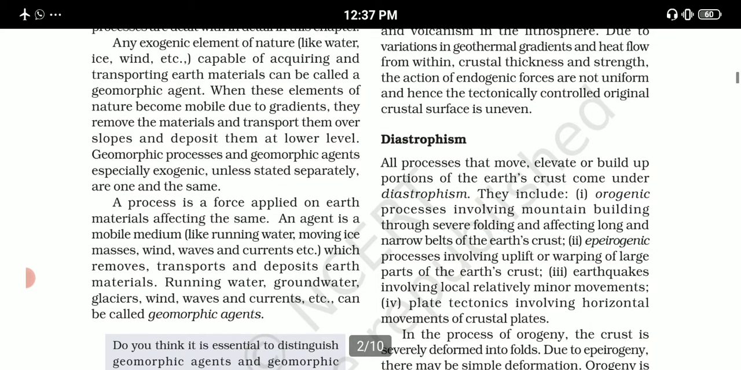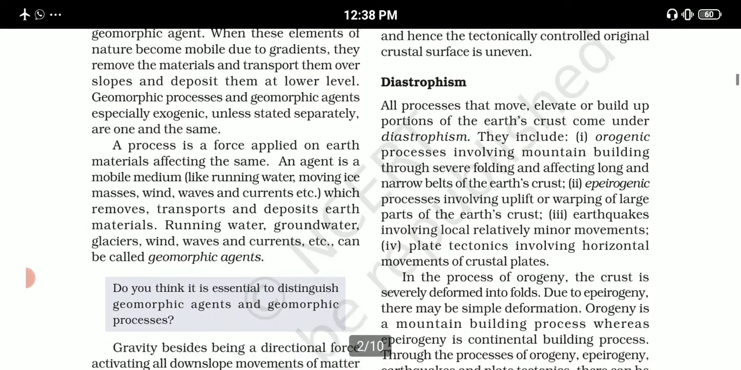Now a process is a force applied on the earth material, affecting it. The different agents that we are working with, like running water, moving ice masses, wind, waves and currents, remove, transport and deposit earth material. Running water, groundwater, glacier, wind, waves and currents can be called geomorphic agents. Okay, so you will also revise what is known as a geomorphic agent.